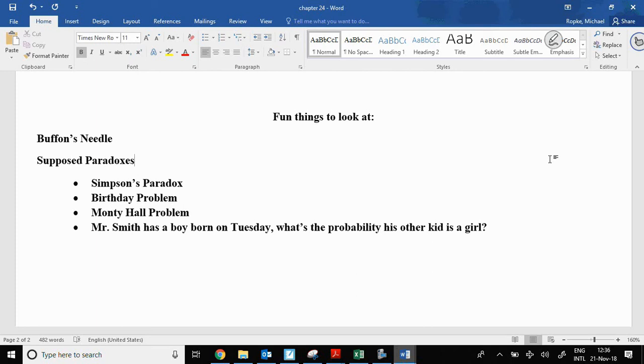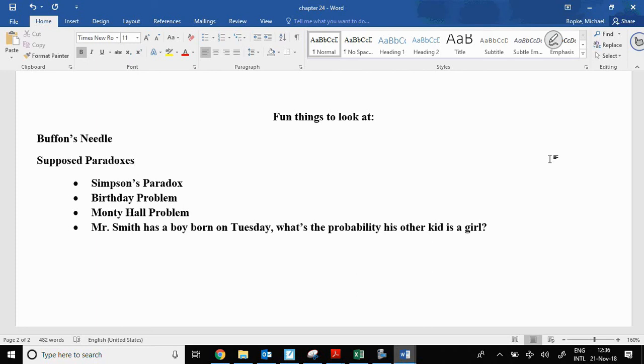And then there's a few beautiful paradoxes out there. Simpson's paradox, very famous. The birthday problem and the Monty Hall problem, those two are probably the 2 most famous probability problems in the world. In fact, if you Google right now, the most famous probability problem ever, it'll be either the birthday problem or the Monty Hall problem. Depending on how you phrase your question, you could probably get one or the other.